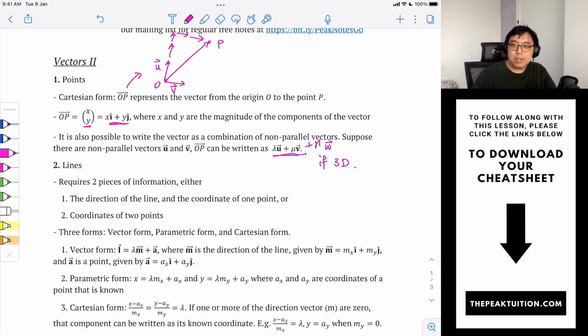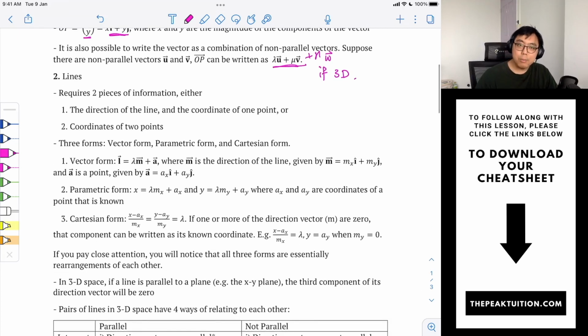In essence, this tells us that to properly define a point in 3D space, you need 3 non-parallel vectors. In 2D space, you need 2. In 4D space, which you won't really touch on in A-level, you will naturally need 4. This is just an intuition you can grow about vectors.